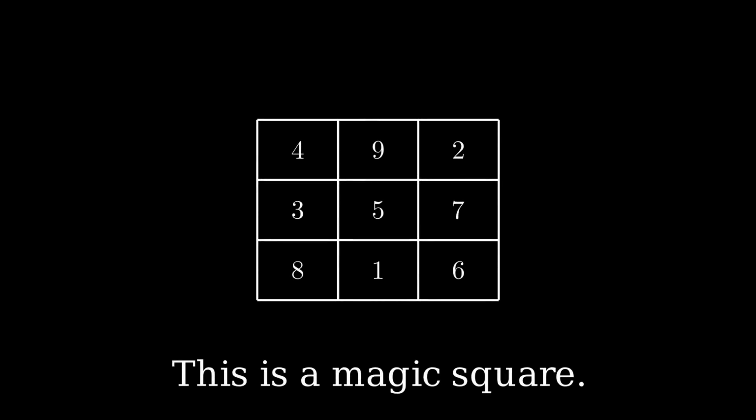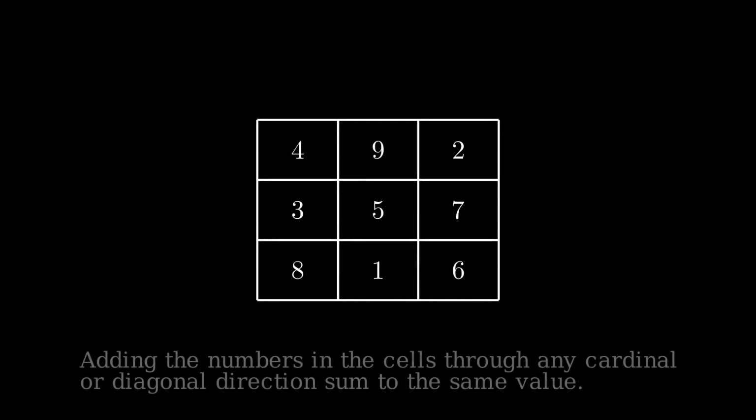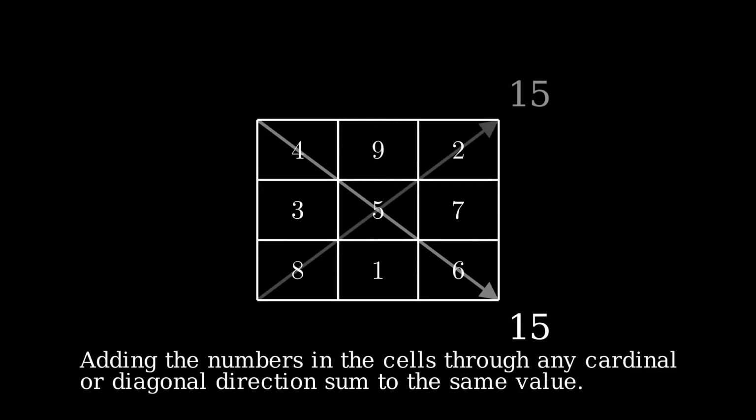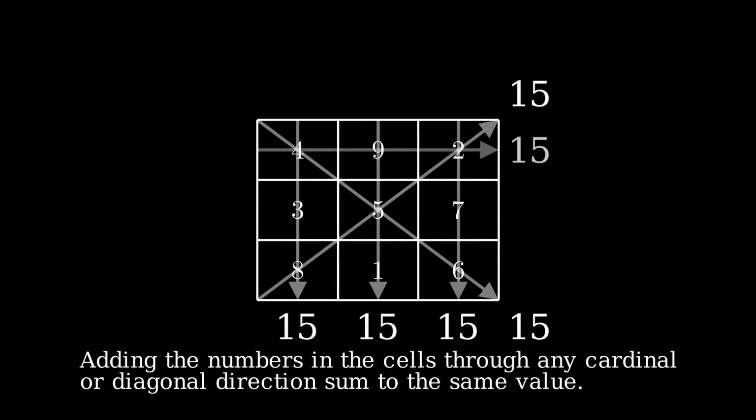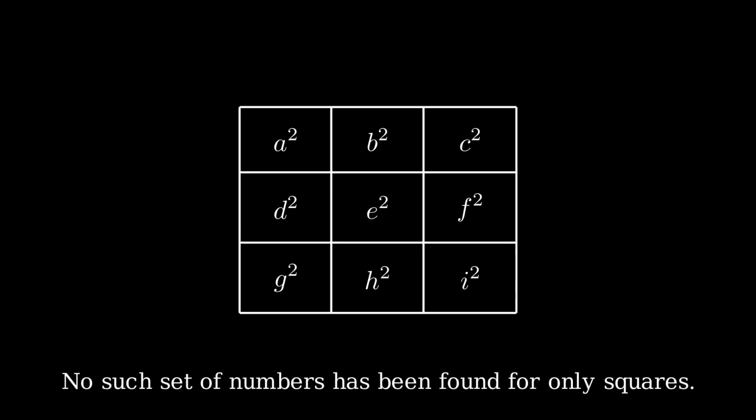This is a magic square. In a magic square, adding the numbers in the cells through any direction, vertical, horizontal, or diagonal, sum to the same value. 4 plus 9 plus 2 is 15, 3 plus 5 plus 7 is 15, etc. No such set of numbers has ever been found for only square numbers in the cells.